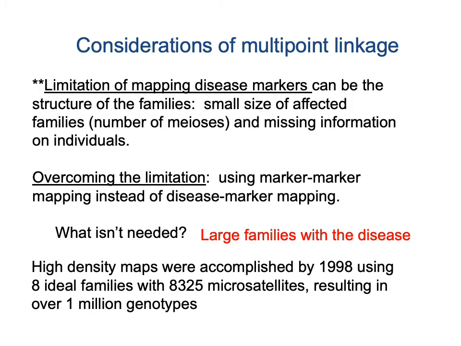High density maps have been accomplished by 1998, so going back now many years. They used just 8 ideal families that had really good structure, and lots of sequence information was known, and they used 8,325 microsatellites, and that resulted in over 1 million different genotypes. So basically they were able to, with precision, figure out where these different markers were located.